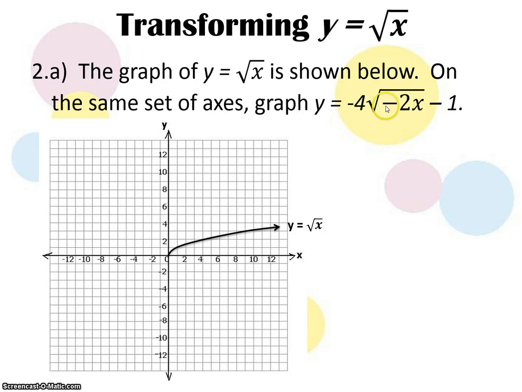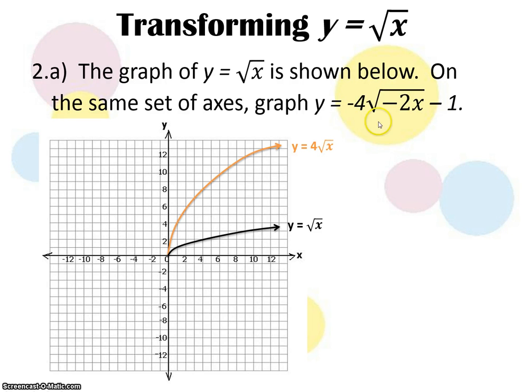There's 2 different reflections. There's a stretch, a vertical stretch here, and this one is going to be a horizontal compression by a factor of 1/2. And then since this guy is outside of the root sign, this is a going down transformation. Okay? So again, why don't we do the stretches and compressions first, and then we'll do the reflections, and then leave the translations to last.